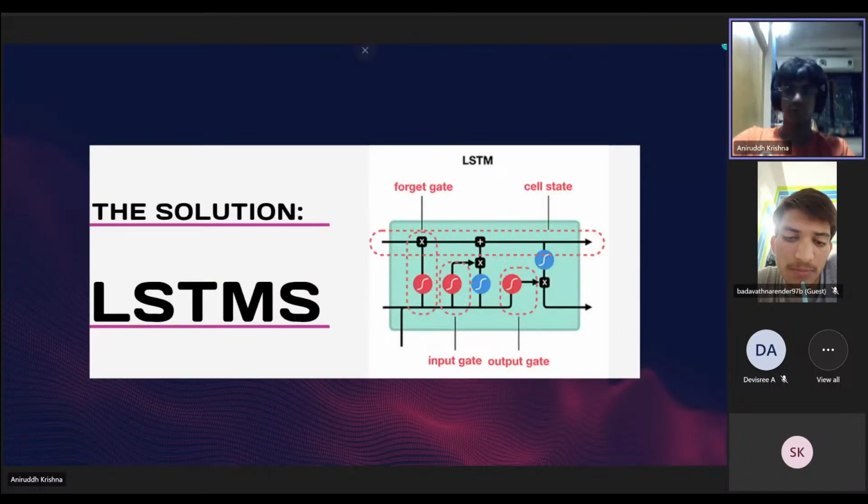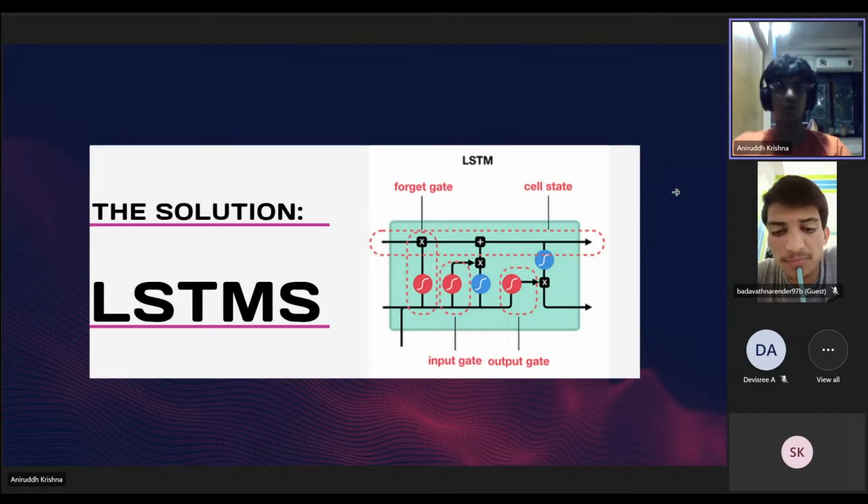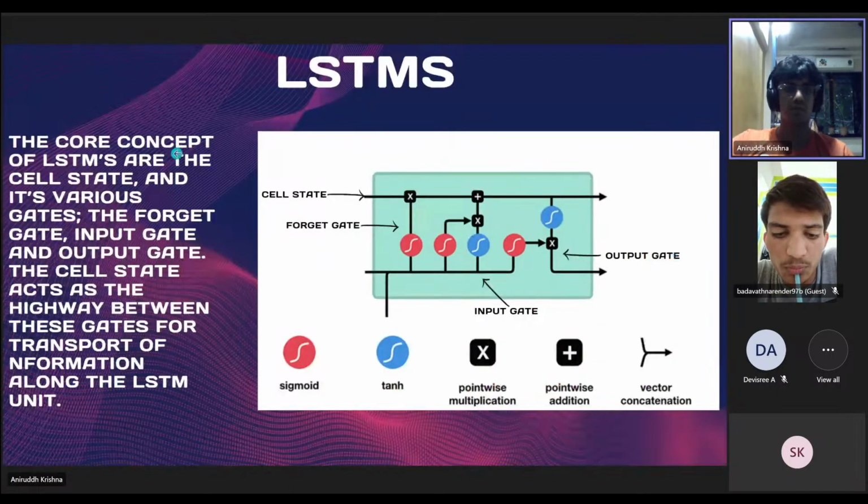The solution that we came up with for this issue was LSTMs, long short-term memories, which account for this vanishing gradient issue that RNNs face. The core concept of LSTMs is the cell state. A cell state is like a highway. This model has a big highway which connects all the gates.